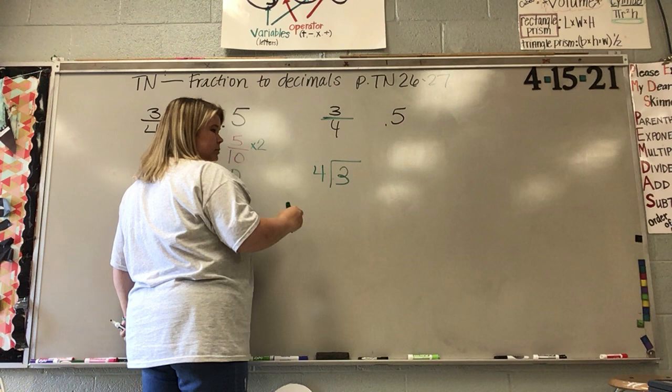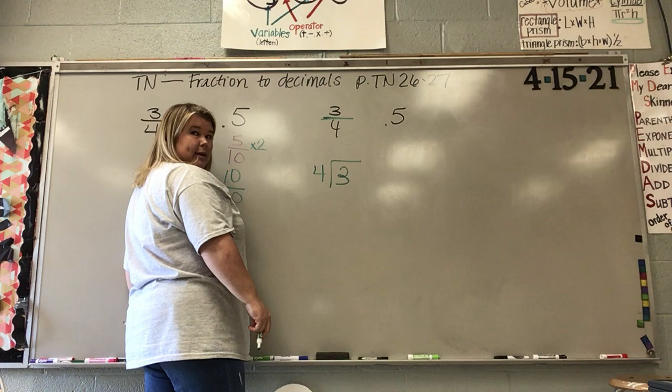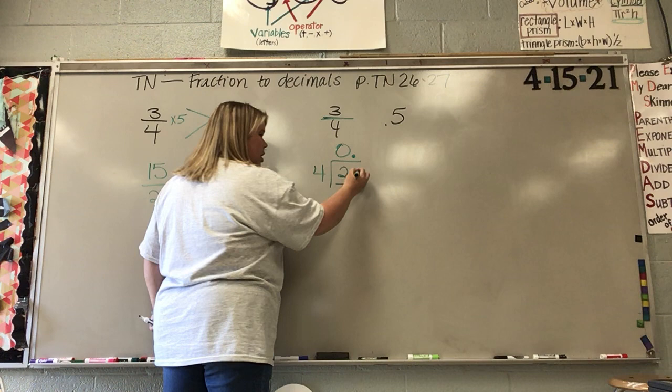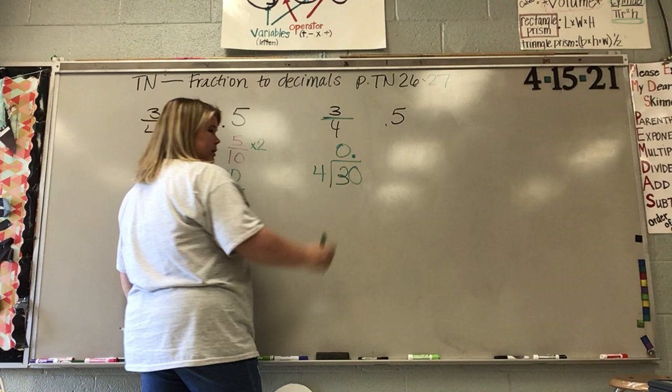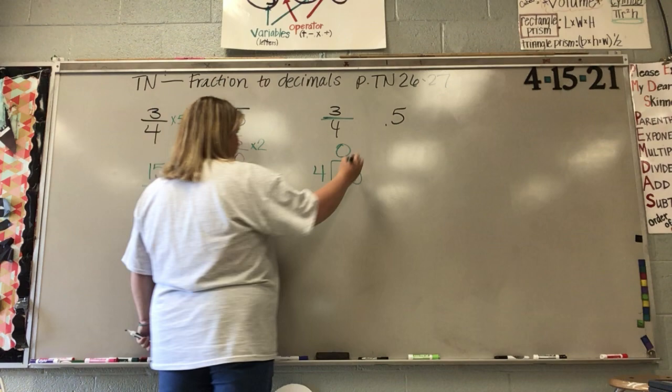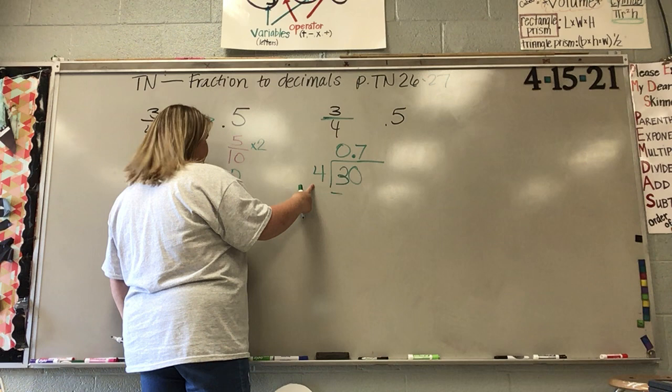How many times can 4 go into 3? 1. Really? No. It can't go. So that's when I add a decimal and a 0 at the end. How many times will 4 go into 30? Seven times. That's our 0.7. 7 times 4 is? 28.